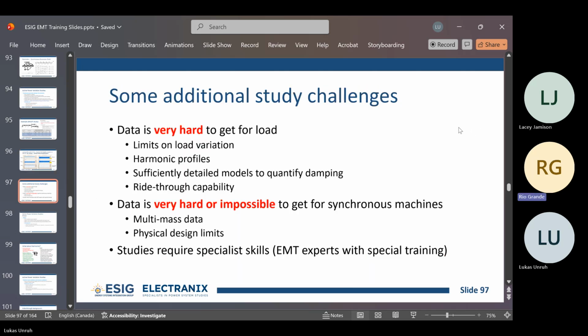Okay, so some additional study challenges here. Data is very hard to get for the load. There's various amounts of data that we might be interested in getting, right? So limits on load variation is a big one.